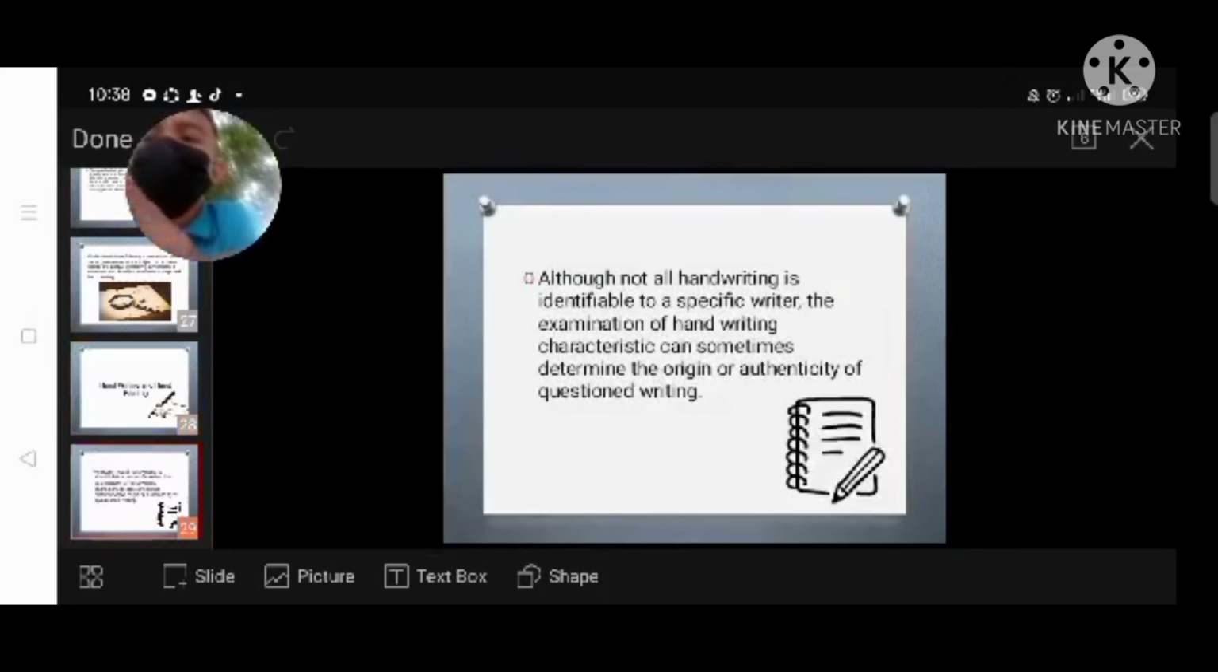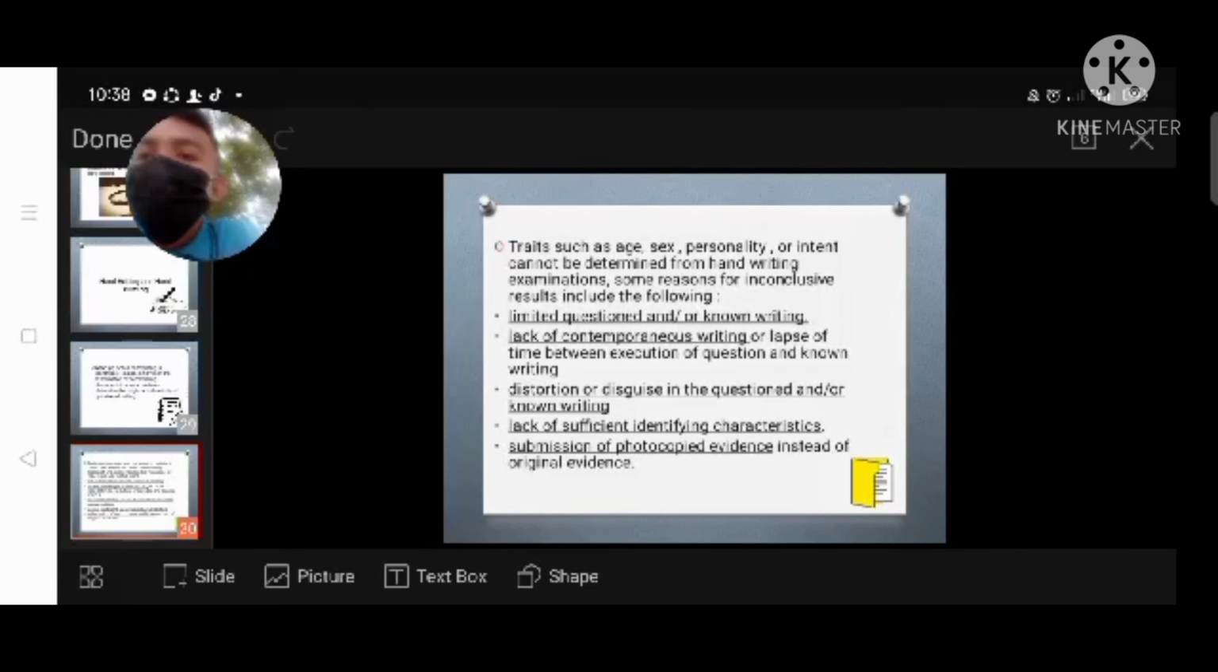Handwriting and handprinting. Although not all handwriting is identifiable to a specific writer, the examination of handwriting characteristics can sometimes determine the origin or authenticity of questioned writing. Traits such as age, sex, personality, or intent cannot be determined from handwriting examination. Some reasons for inconclusive results include the following: limited questioned and or known writing, lack of contemporaneous writing or lapse of time between execution of questioned and known writing, distortion or disguise in the questioned and or known writing, lack of sufficient identifying characteristics, submission of photocopied evidence instead of original evidence.